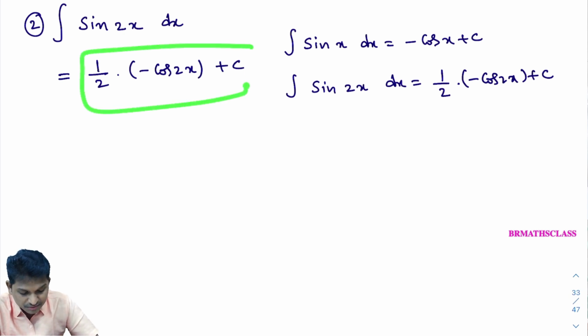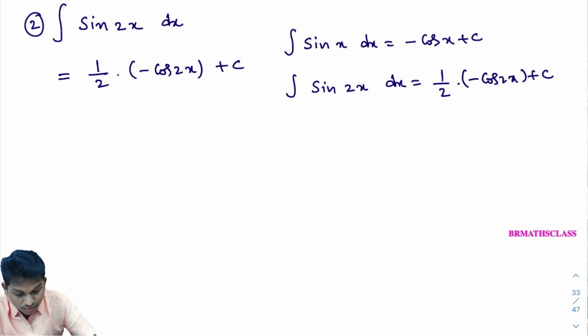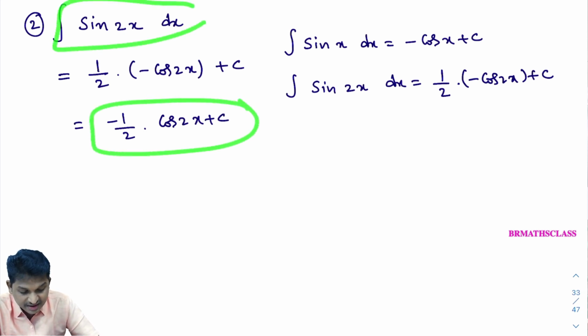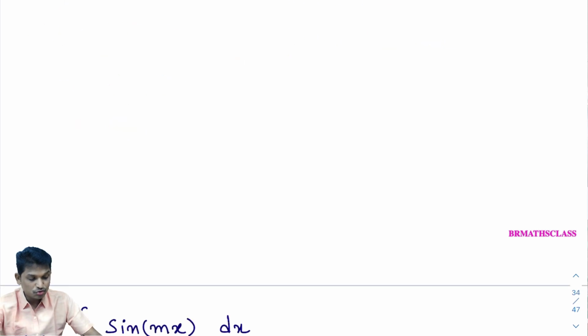I can do a little bit of simplification here. If you simplify, what you will get is minus 1 by 2 into cos 2x plus c. I hope you understand this, right? Okay, now we'll move to the next problem.